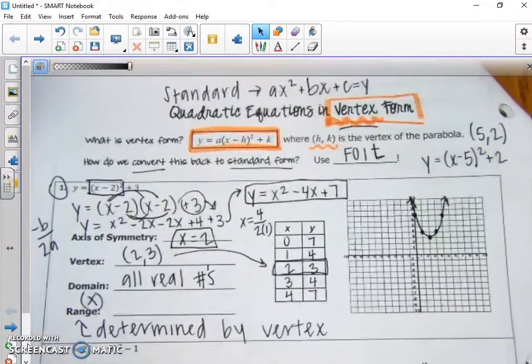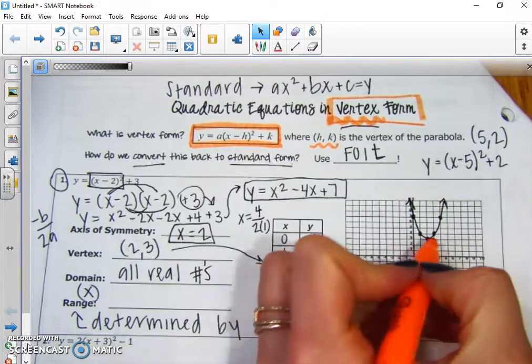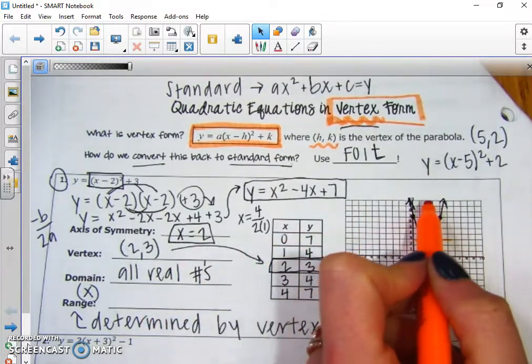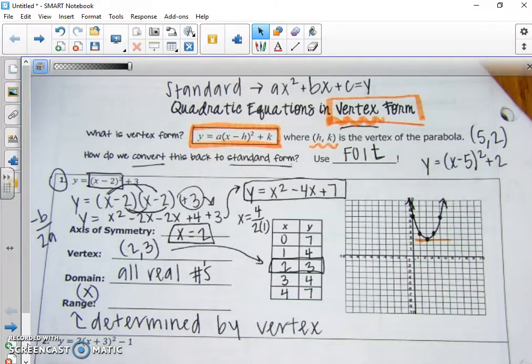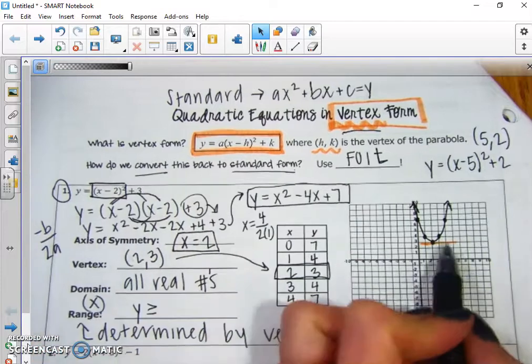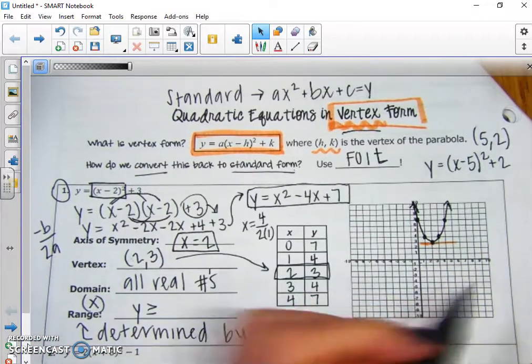Okay. Determined by the vertex. So what do I mean by that? I mean that if you identify our vertex, all of the values are either going to be above the vertex or below. In this case, they're above. So y is greater than or equal to whatever the y value of the vertex is, or 3.